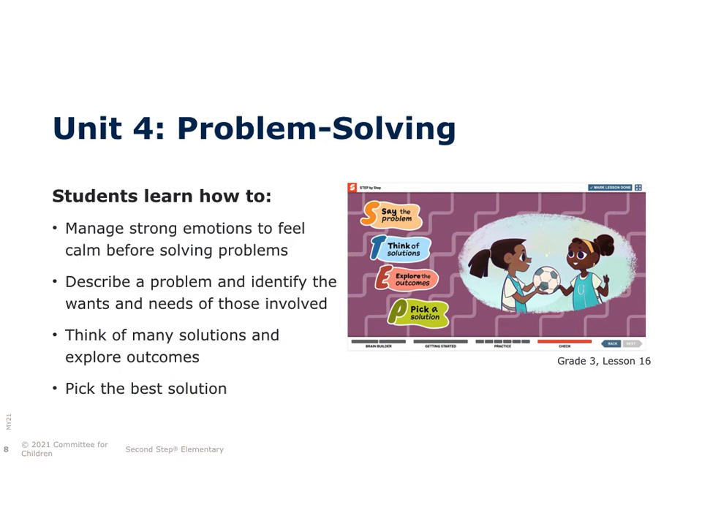Finally, in Unit 4, students will learn a step-by-step problem-solving framework that builds on emotion management and perspective-taking skills. Being able to engage effectively in interpersonal problem solving helps children choose pro-social solutions to their problems. Students who know how to respond to common problems help create a safer, more respectful school climate where everyone can learn and succeed.